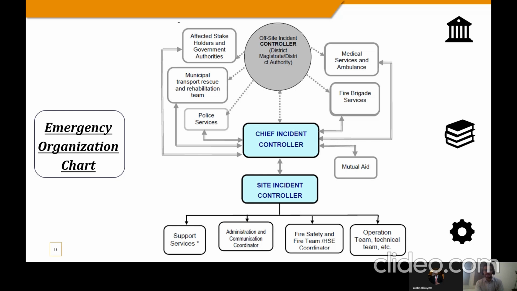Then we have the chief incident controller, whose role becomes very important in addressing the situation. Then comes the site incident controller, who is actually present at the site and has to make different kinds of decisions. He is the person who carries the information forward to the chief incident controller, and he is authorized to take under control support services, administration and communication, fire and safety, and the operational team.